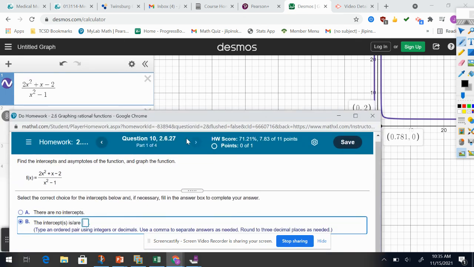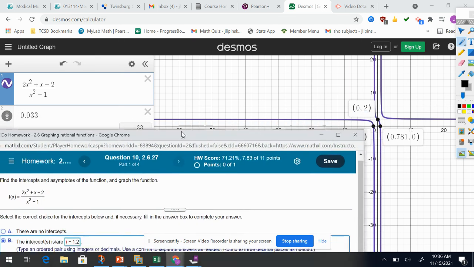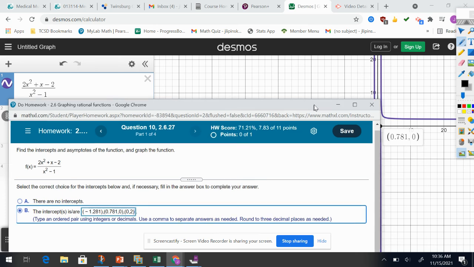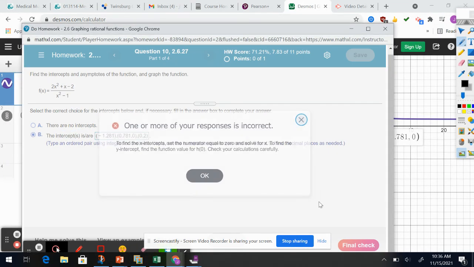So -1.281, comma 0, and 0.781, comma 0. Those are my x-intercepts. And now the y-intercept is 0, comma 2. So for this one, you can just enter in the decimals, which is what I like.